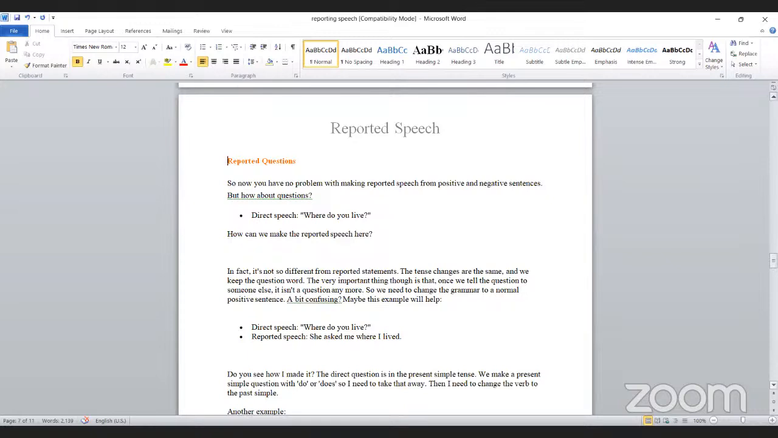Where do I live? Where I lived. Turn into past, right? So this is what you need to remember. At every point, you are having a back shift in your sentences. Pronouns and places, all the cases should be back shifted, not in present, right?